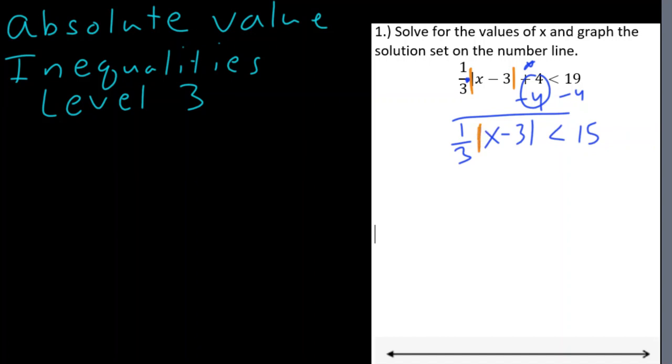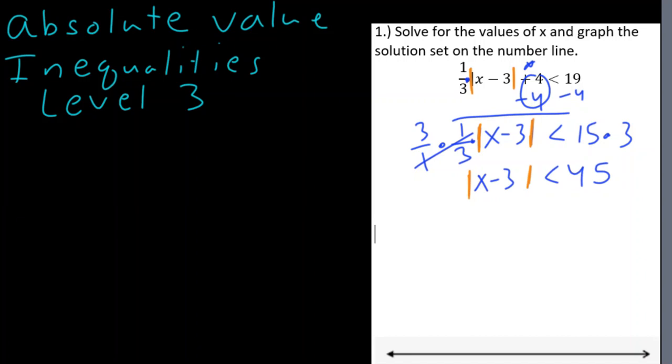Now wait a second. Are my absolute value bars by themselves? No, because we still have that 1/3. So the question becomes, how do I get rid of a fraction whenever it's being multiplied? Well, we don't want to divide by 1/3. We want to multiply by the reciprocal. The reciprocal of 1/3 is 3/1. Let's cancel. But I hope you would notice that 3/1 is really just the same thing as 3. Okay, so we now have the absolute value of x minus 3 is less than 15 times 3, which would of course be 45.